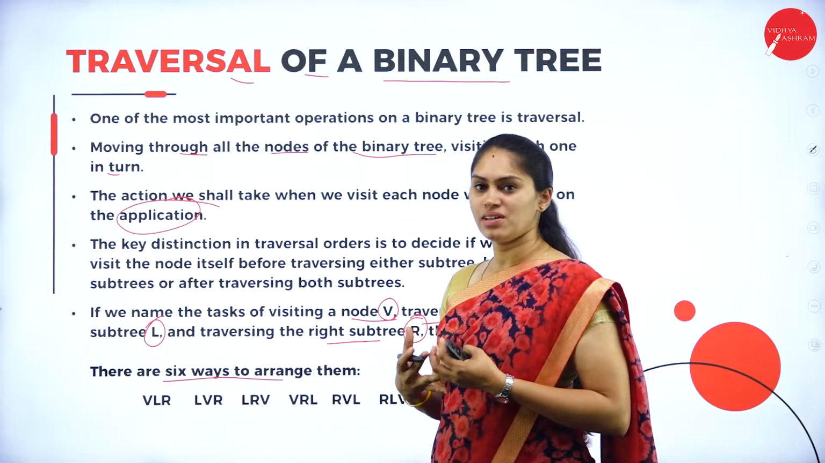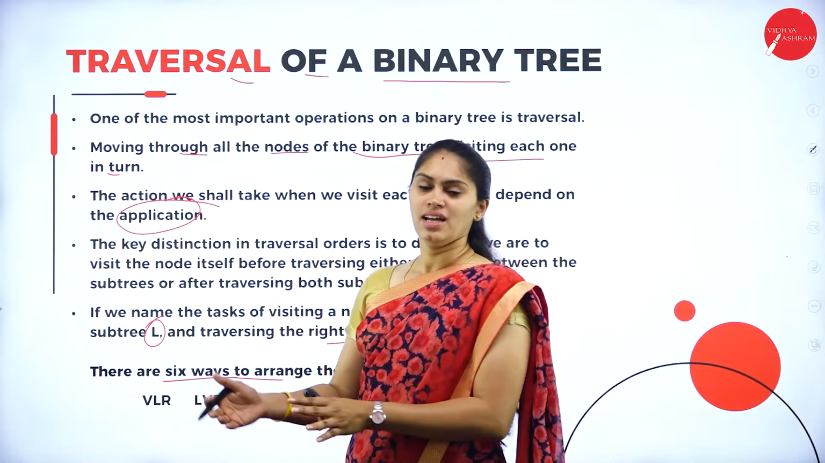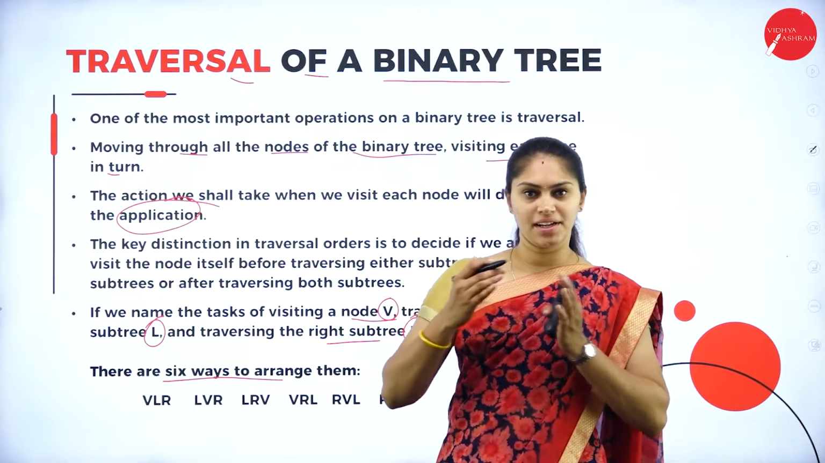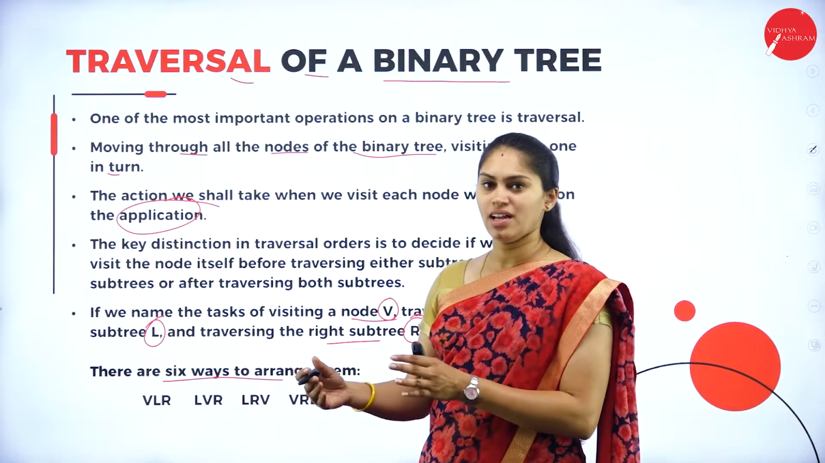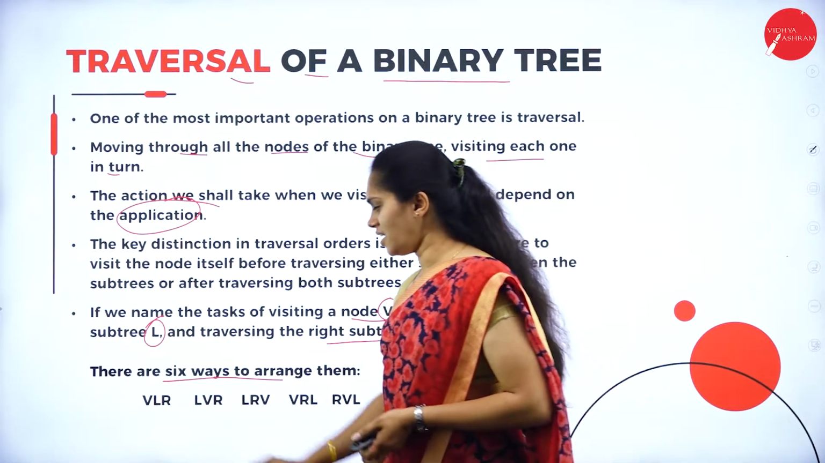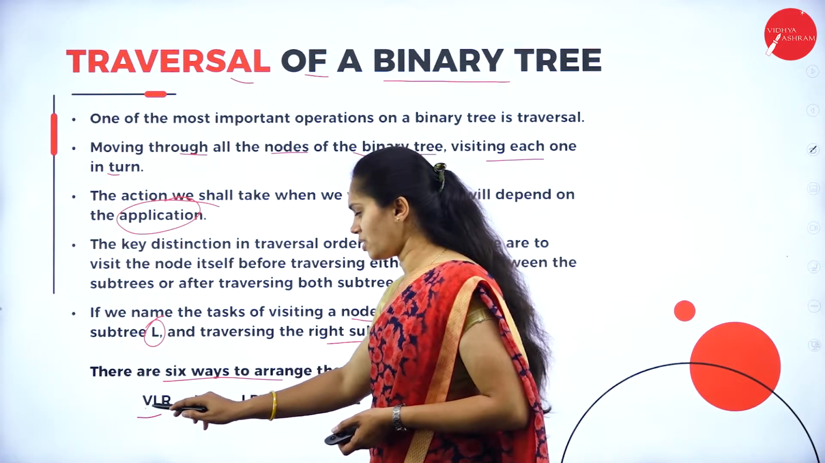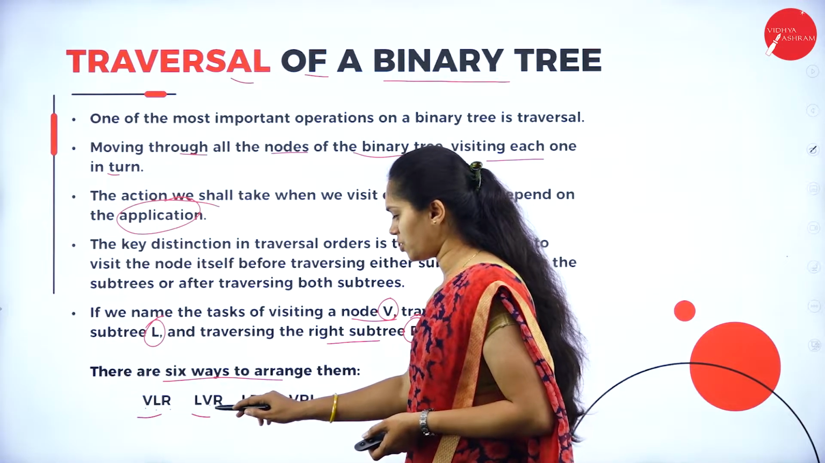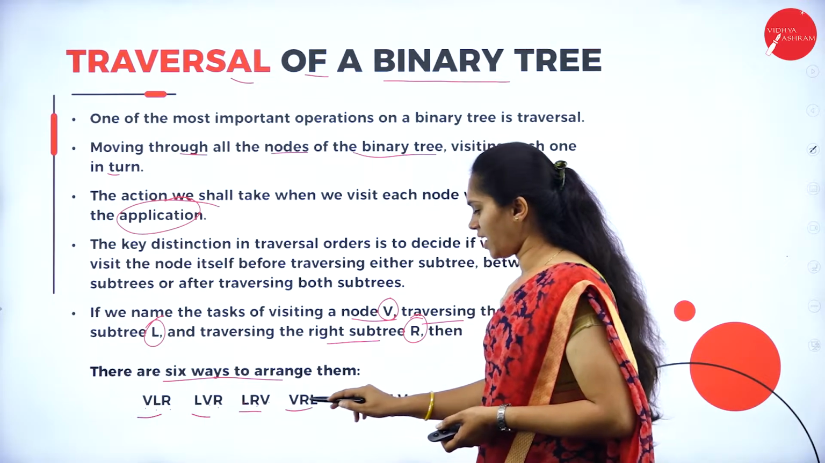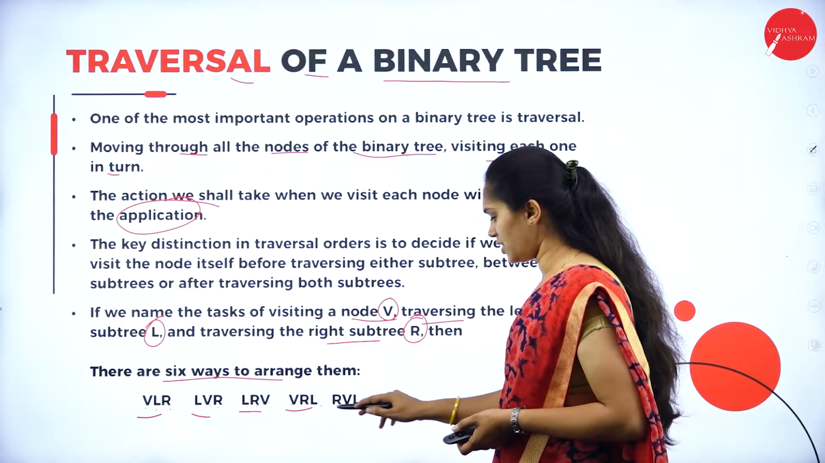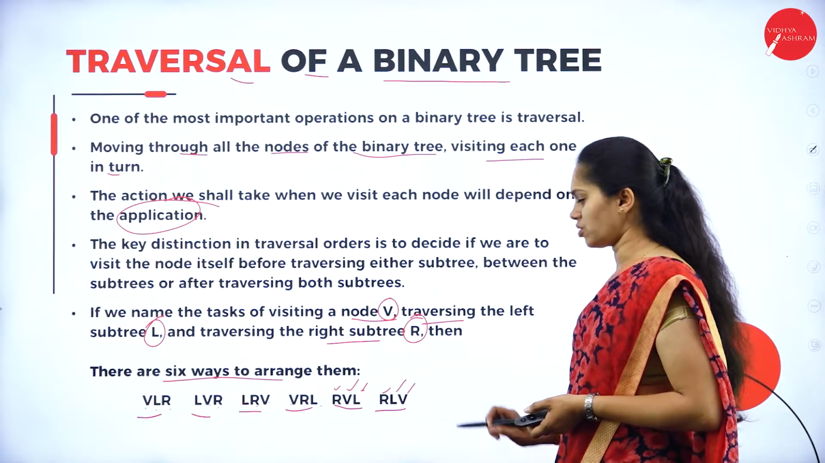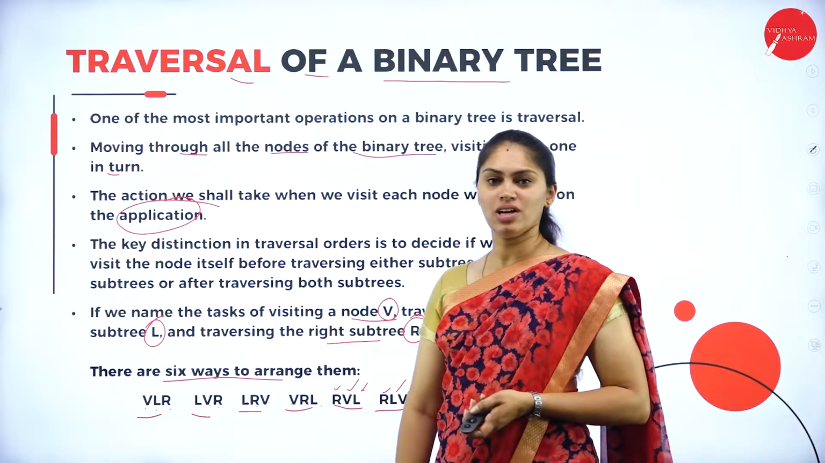How do we traverse? How can I visit? Should I visit the left node first, or the left subtree, then root, then right subtree, or right subtree, root, then left subtree, or left subtree, root, right subtree? We have different techniques: VLR, that is root, left, right; then LVR, left, root, right; then LRV, left, right, root; then VRL, root, right, left; then RVL, right, root, left; then RLV, right, left, root. We have different ways to arrange them.